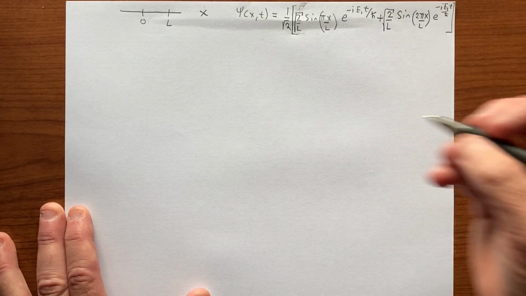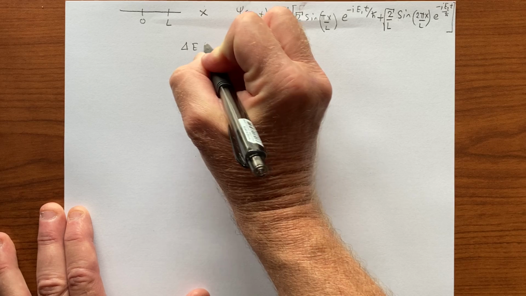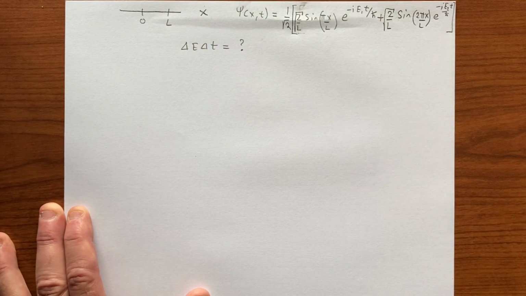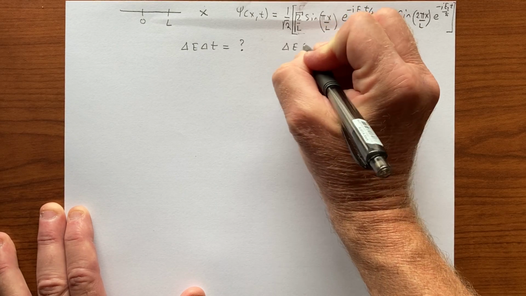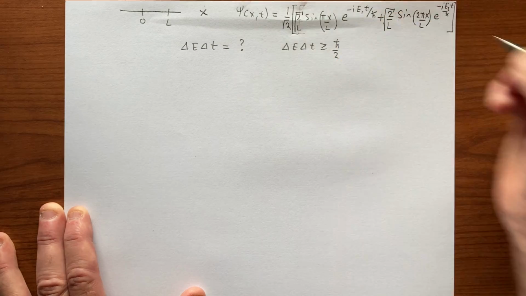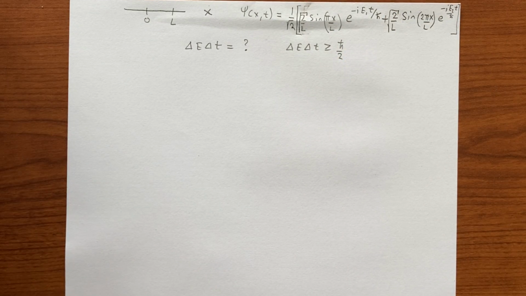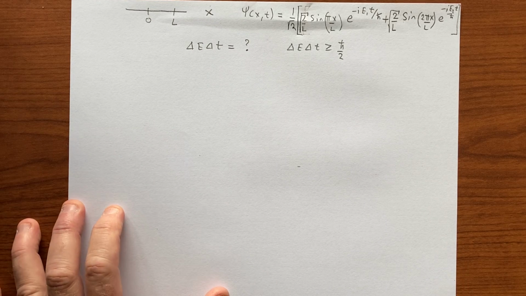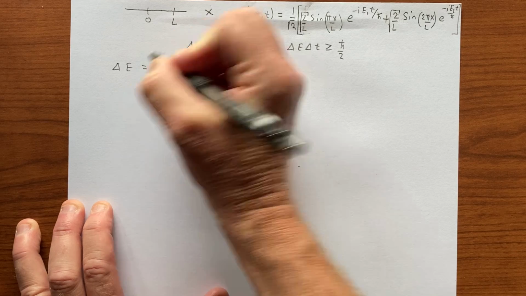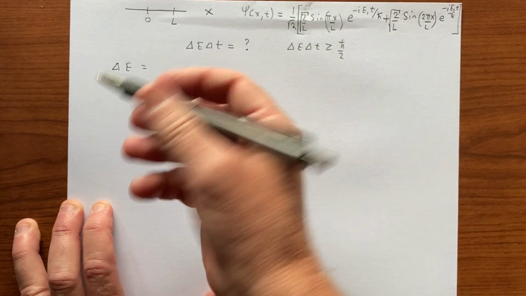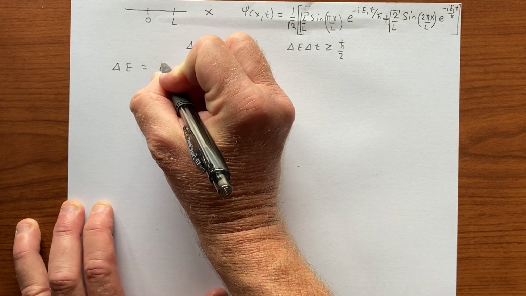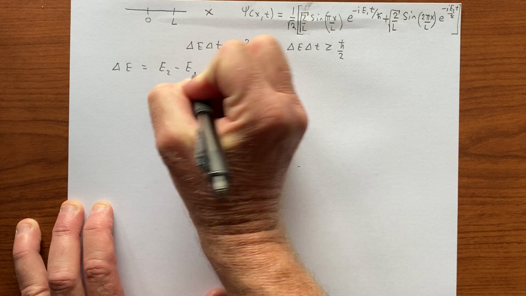Let's evaluate the energy time uncertainty principle. Let's see what that looks like. Does it satisfy that? So how do we find these quantities? Well, delta E is equal to what's the range in energy? Well, there are two energies here in the superposition, E2 and E1, so that's just E2 minus E1.